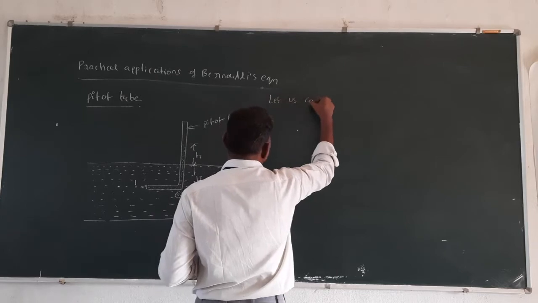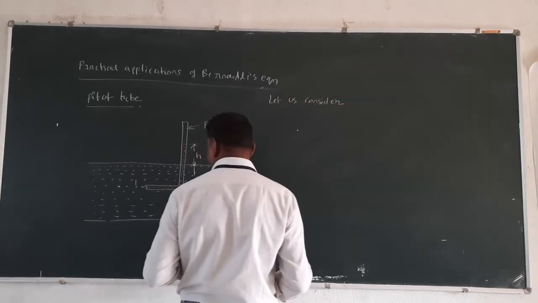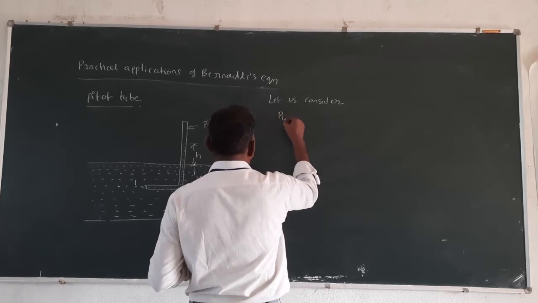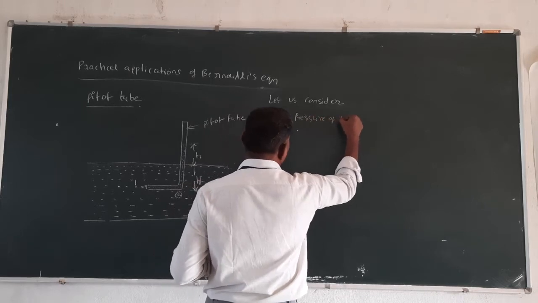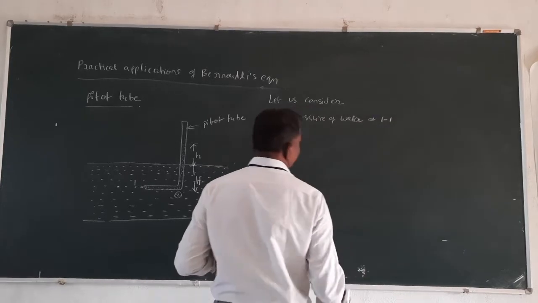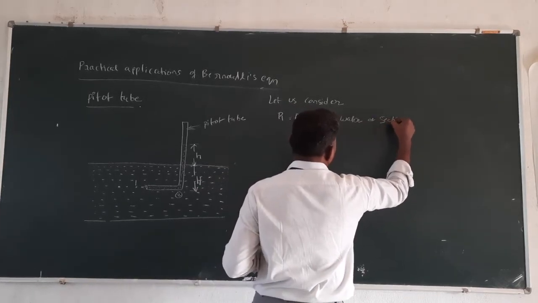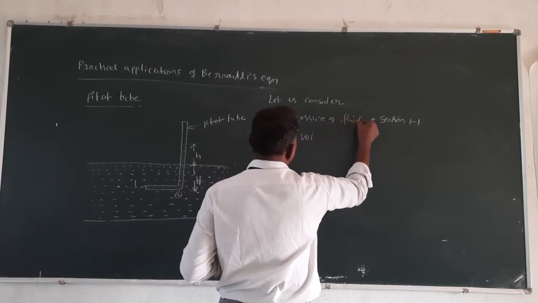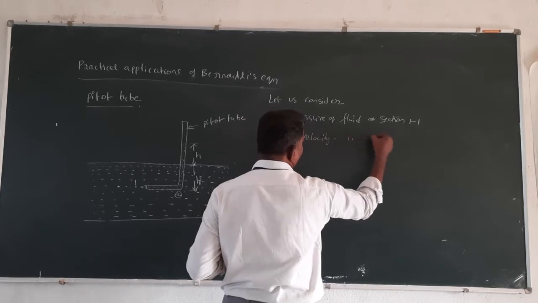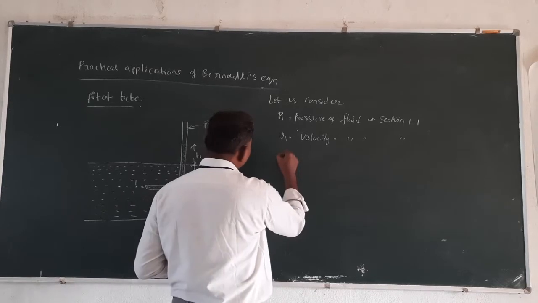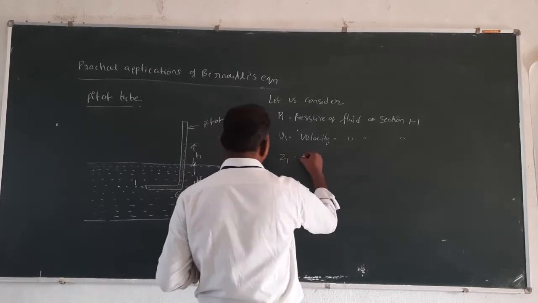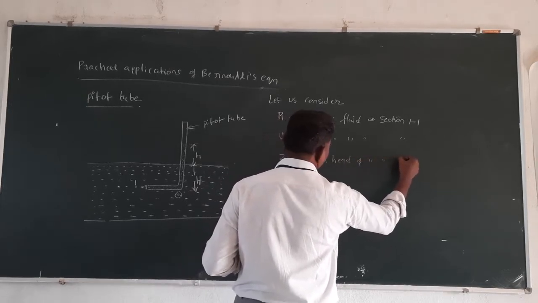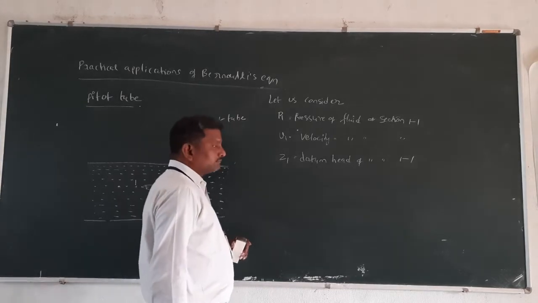Let us consider P1 is the pressure of water at section 1, V1 is the velocity of fluid at section 1, Z1 is the datum head of the fluid at section 1.